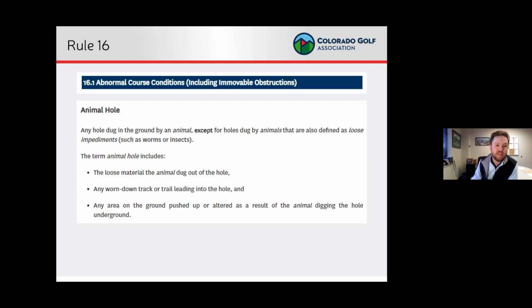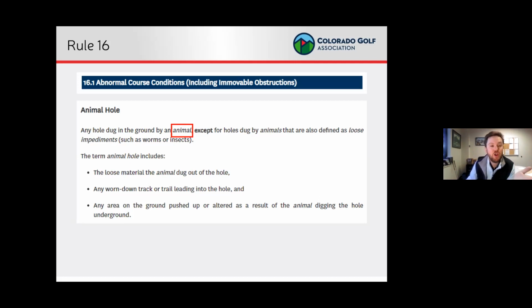And it's not even a habitat. It could be a dog. It used to say a burrowing animal. And then, okay, well, what is that? And then there's another definition for burrowing animal. Here it's any animal except for holes dug by animals that are considered loose impediments. So again, here it's anything that might be part of that, the dirt that was extracted maybe, or anything around there. And then we can see in italicized here, okay, there's animal hole. Well, what is an animal? Like I said, it used to be burrowing animal, and now they've really opened it up in a good way to say what an animal is. So let's look at what an animal is.